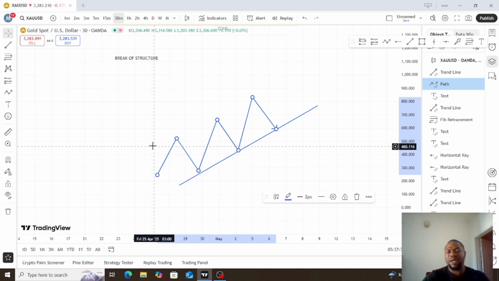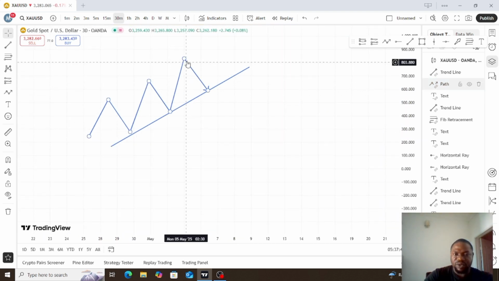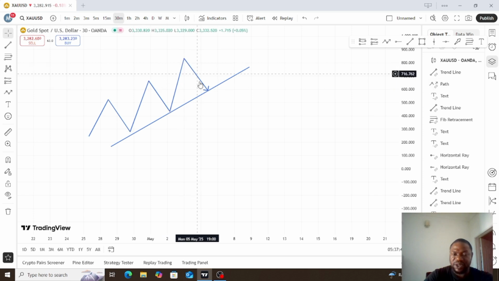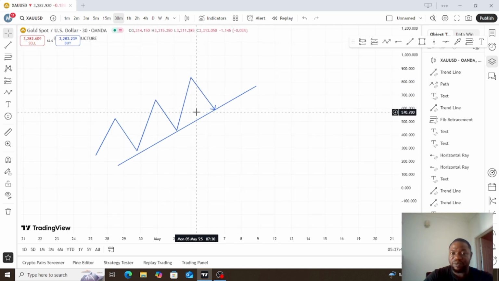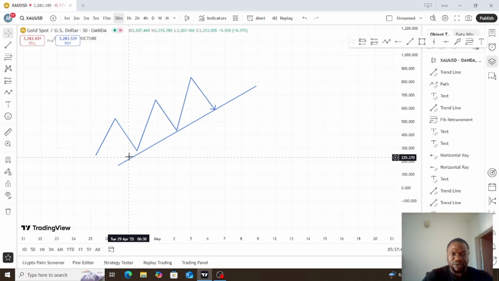So in that uptrend market, what do you do? You look for opportunities to buy. In this kind of market, you don't look for opportunities to sell, you rather look for opportunities to buy. So in this market, if you want to sell, you make sure you sell short and buy long. It's very, very important you know that.